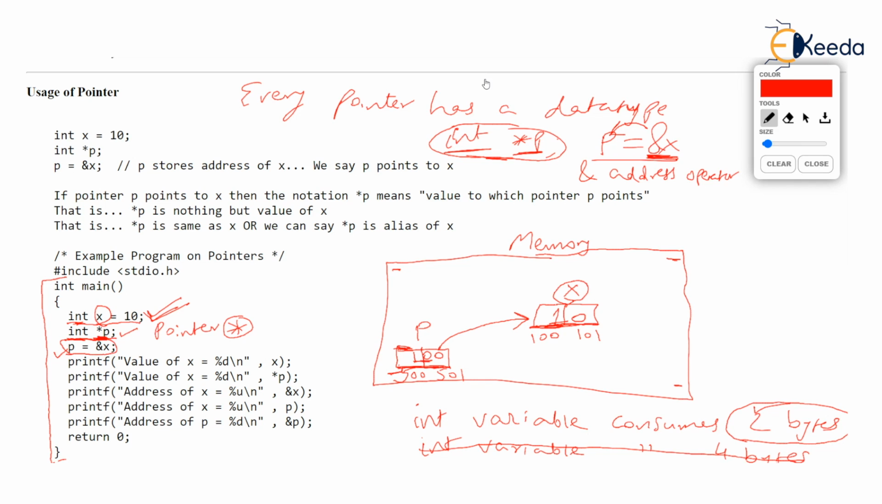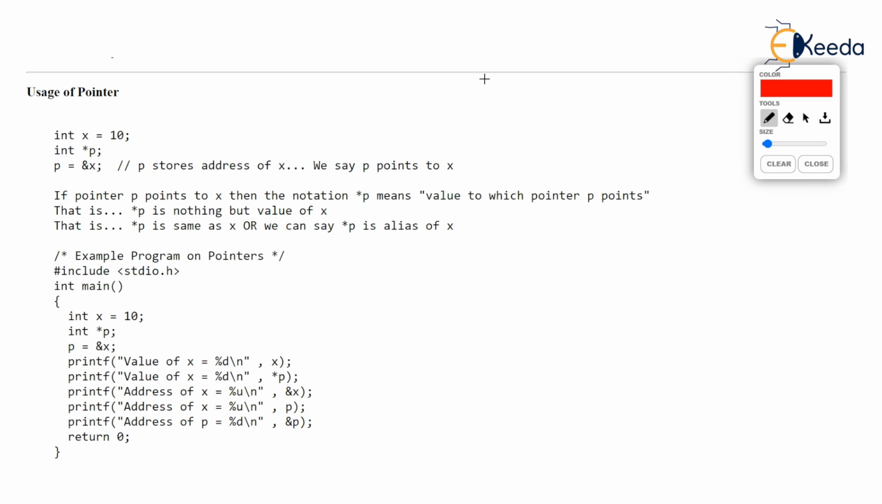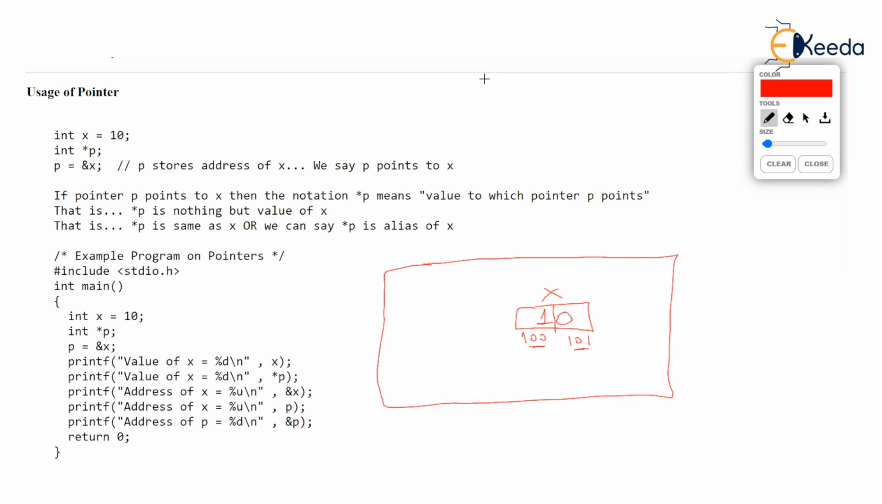Okay, let me clean the slate and let me draw this diagram again. What did we have in the memory? In the memory, we had X storing 10 in 2 bytes. X is an integer, so it is a 2-byte variable stored at address 100 and 101. Remember, we don't know where X is stored. We are just assuming it is stored at 100, 101, but definitely it will be stored at some location. Then there is a pointer called P. P is an int pointer, so it consumes 2 bytes. Anyway, any pointer consumes 2 bytes. I said that, but more about that in the next videos. And then P is equal to &X. This statement means that P will store the address of X, and the beginning address of X is 100. So P stores the address of X, then P points to X.